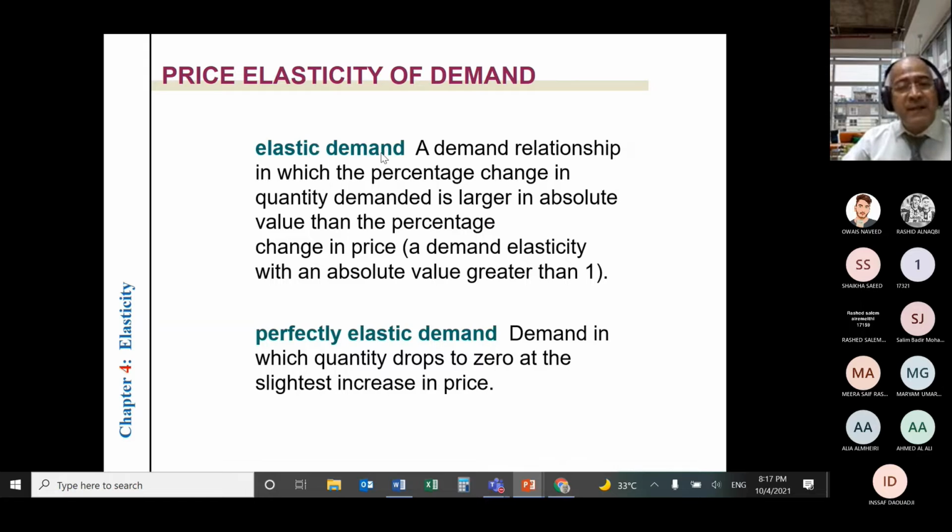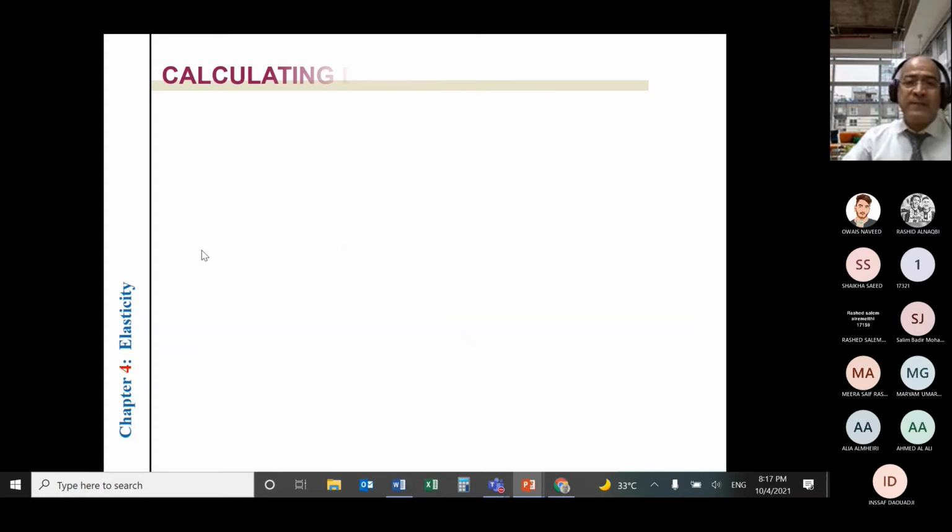For an elastic demand curve, the elasticity is more than 1, greater than 1. For a perfectly elastic demand curve, the elasticity is infinite, because the quantity demanded from Owais will drop to 0. Nobody will purchase from him, even if he makes a slight increase in the price.